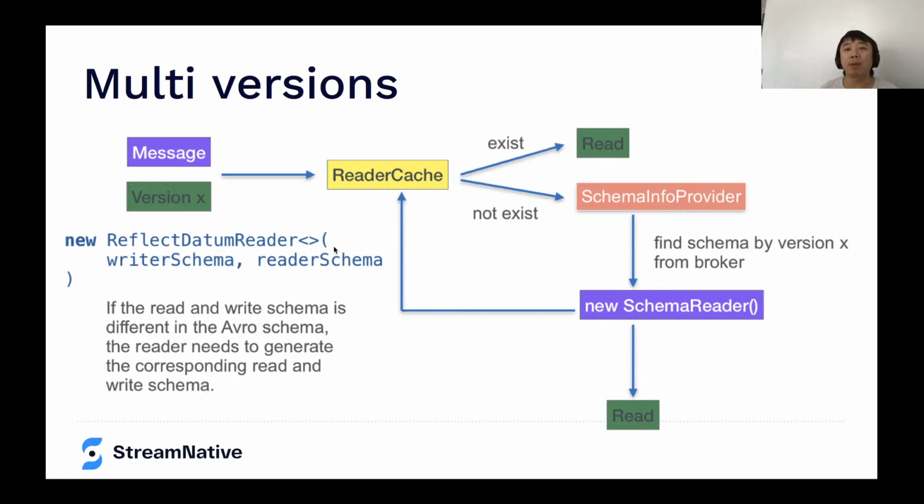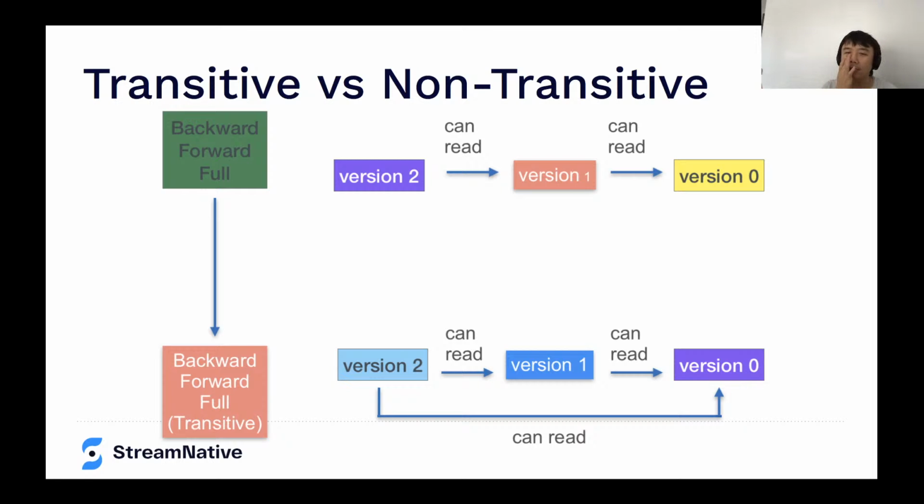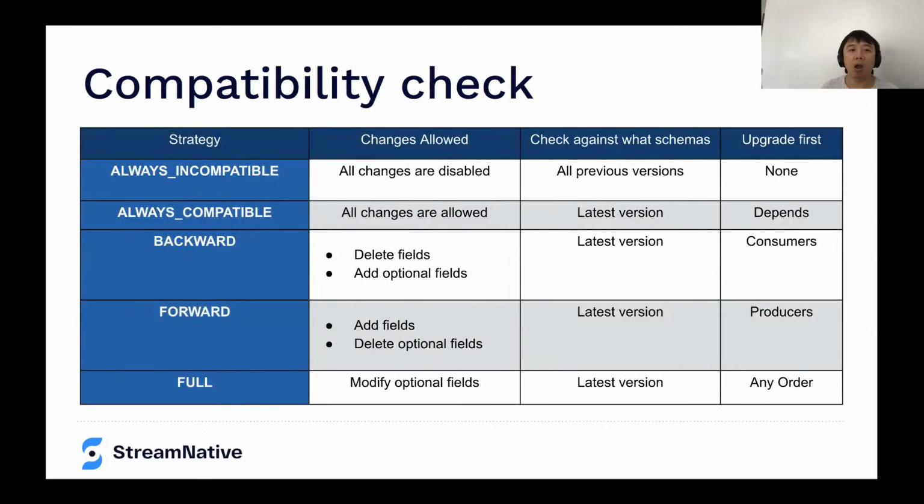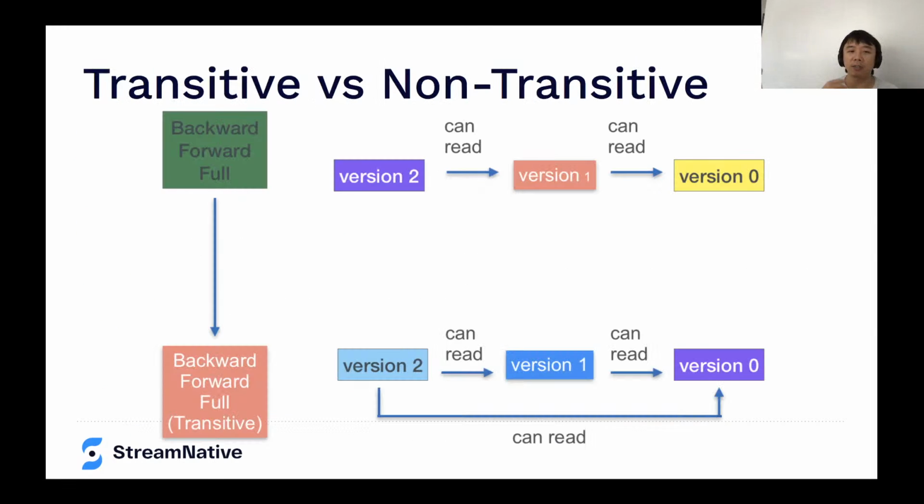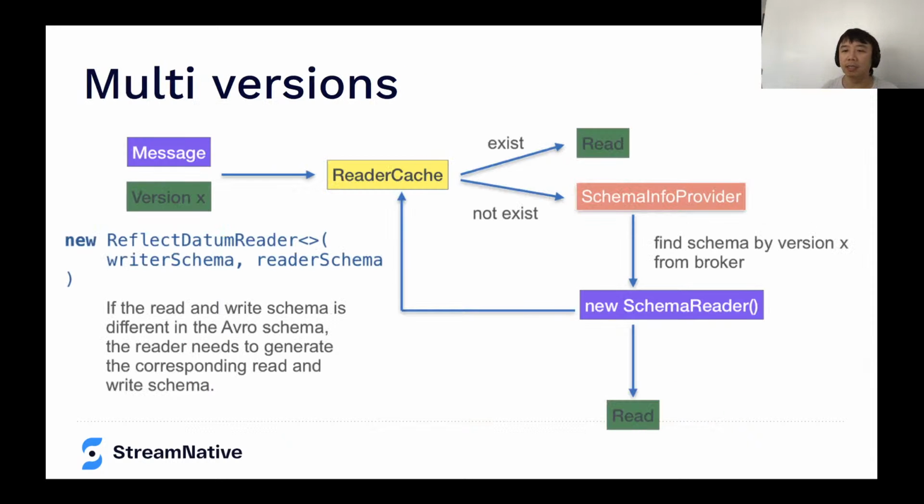And I want to cover a bit about the version, since we're talking about always compatible, as well as full transitive compatibility check. That means within the whole life cycle of a topic, you would end up having many different versions along with the topic, and how exactly would the reader realize the right schema to read.